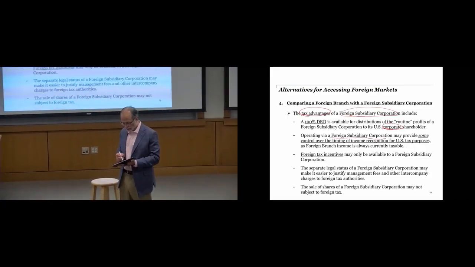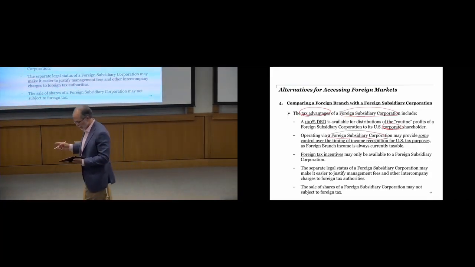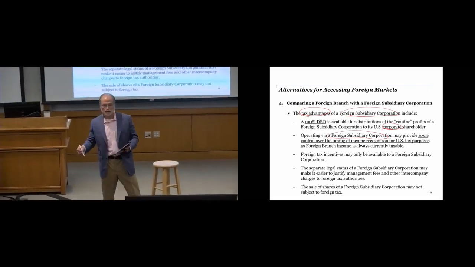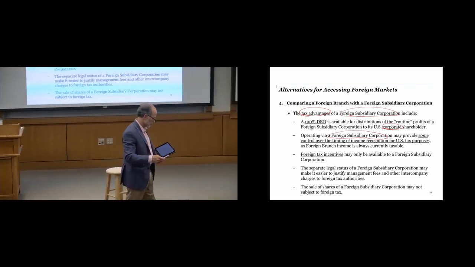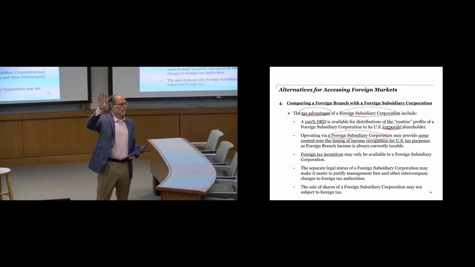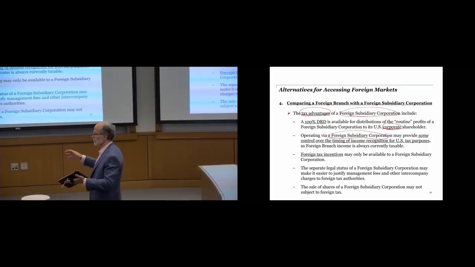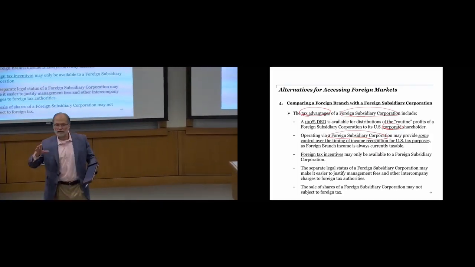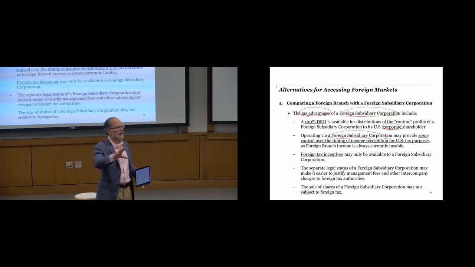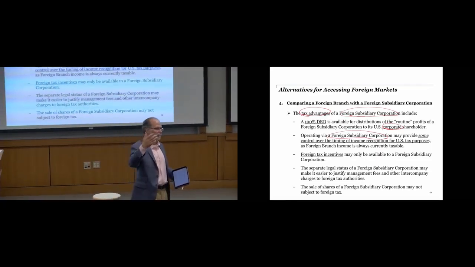Operating via a foreign subsidiary corporation may provide some control over the timing of income recognition for U.S. tax purposes. Right? Foreign branch income flows up on an annual basis. There's nothing you can do about it. You have no timing control whatsoever. If it's a corporation, you might have some level of control over when that income comes up because it might have to account for a dividend being declared and paid by the foreign subsidiary.